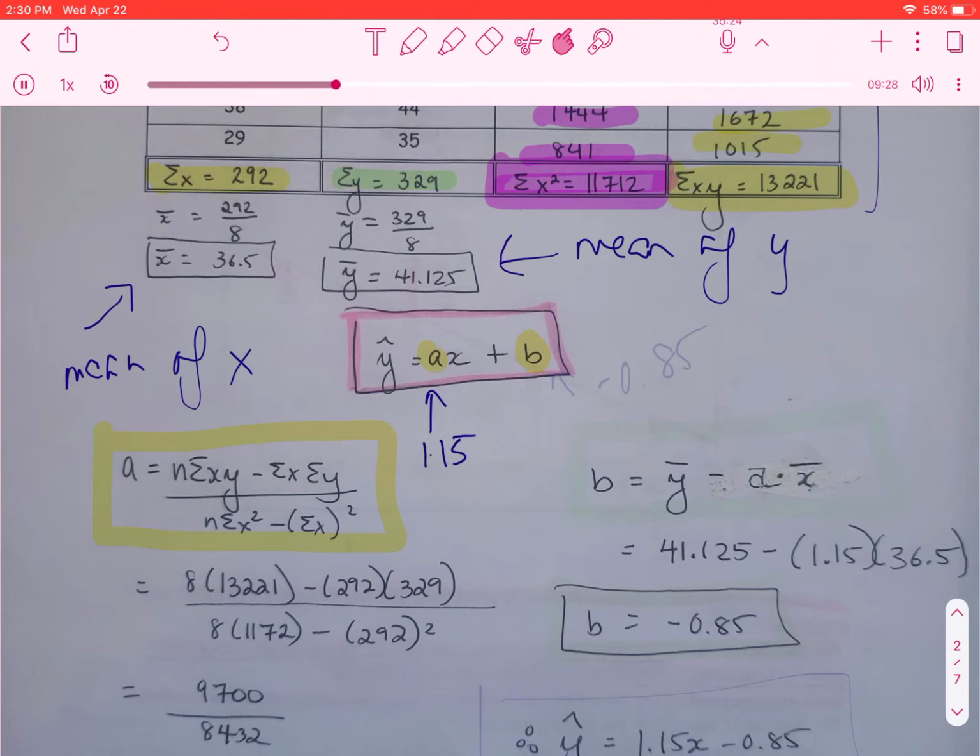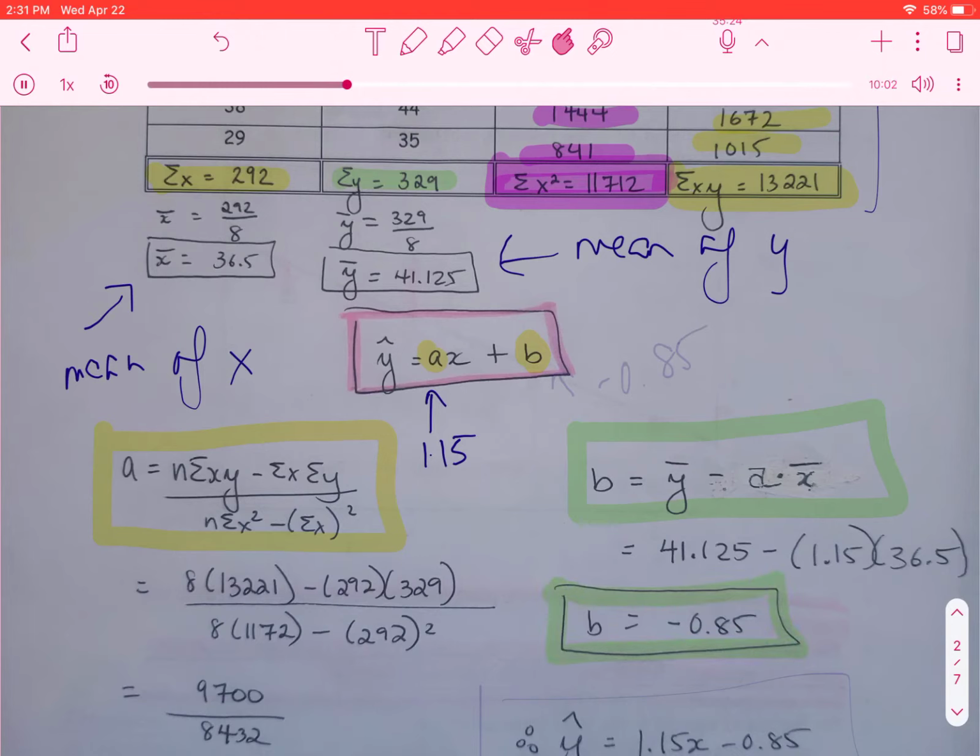Now, to find our B value, we're going to use the equation of y bar minus A times x bar. So that's where the bottom part of that table becomes very useful, where we found x bar, we found y bar, and we actually have A because we just worked on it in the previous step. So once you work out y bar minus A times x bar, you get B is equal to negative 0.85.